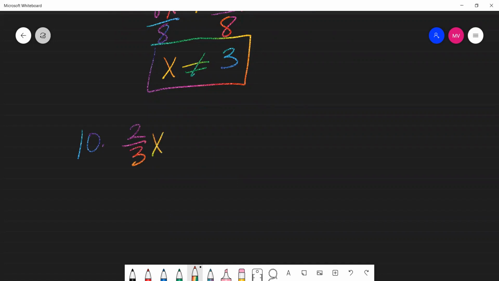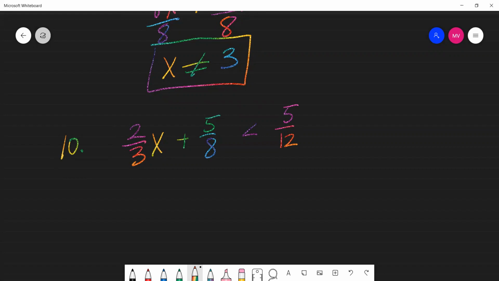2/3 x plus 5/8 is less than 5/12. This one's not too bad. What should we do? We can get rid of all these fractions.